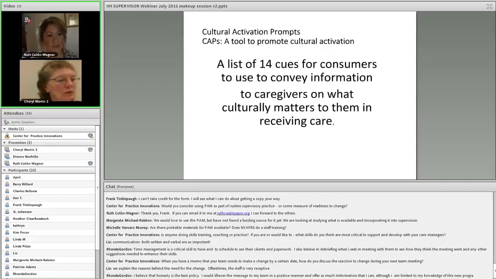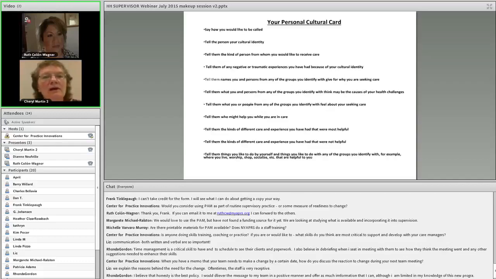So one of the tools that we gave you was the cultural activation prompt. That's the list of 14 cues for consumers to use to convey information to caregivers on what culturally matters to them in receiving care. It's a lovely tool to help us ensure that we do that listening and that we go beyond our own understanding and into the understanding that somebody else has of what's happening to them, what they would like to see happen to them, how they would like their care to progress.